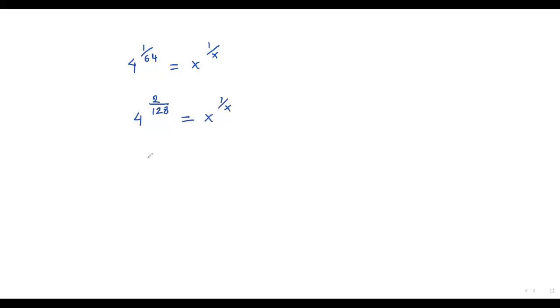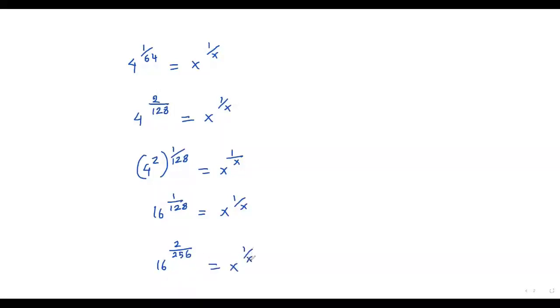As I did on the previous page, this 2 can be taken as the exponent for 4. Then 4 squared, whole to the power of 1 over 128 equals x to the power of 1 over x. So the value of 4 squared is 16, to the power of 1 over 128 equals x to the power of 1 over x. Okay, again I multiply the numerator and denominator of this fraction by 2. So I'll be getting 16 to the power 2 over, when I multiply this 128 by 2, it becomes 256, equals x to the power of 1 over x.